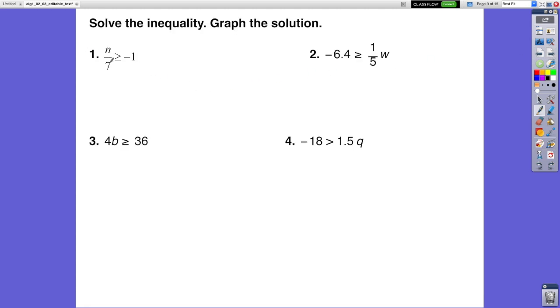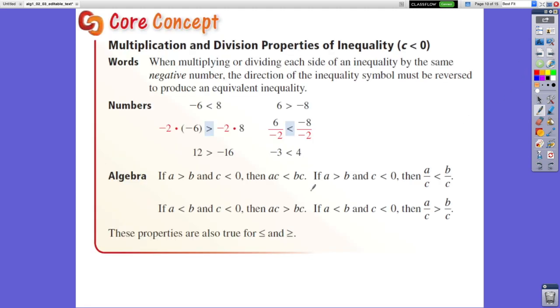All right, so this is a positive number. I want to get n by itself. So what am I going to do? Multiply both sides by 7. So I'm going to multiply both sides by 7. N is going to be greater than or equal to negative 7. Okay, so you would solve all of these as you would a normal equation, inequality.